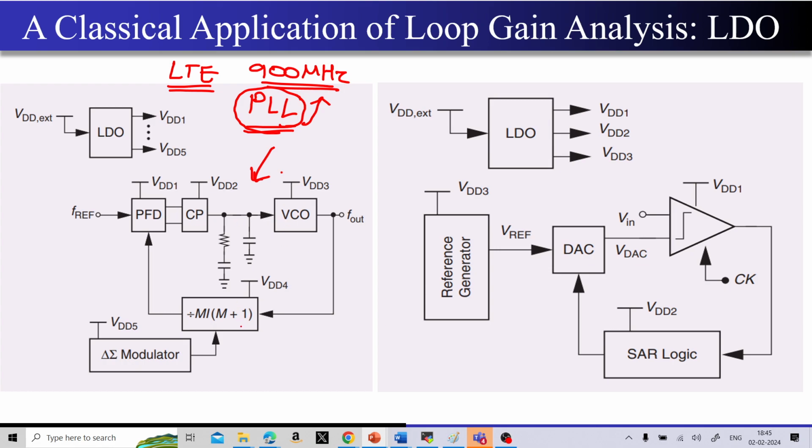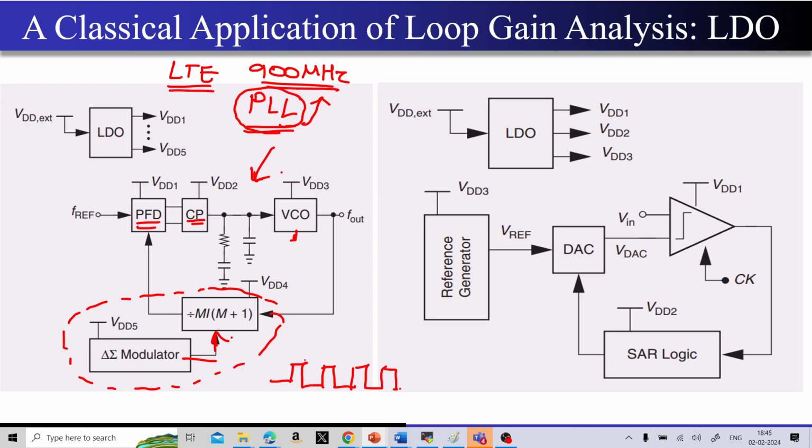Again, it's a negative feedback system. There is a divider. Somebody is giving some signal into this divider. There is a voltage controlled oscillator. There is a phase frequency detector as well as the charge pump. Now, each of them needs its own supply, because this part that you are seeing over here has high digital activity. That means what? It will have some switching activity at a particular frequency rate.